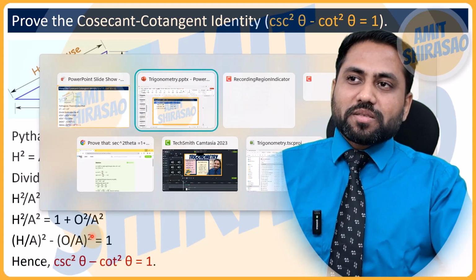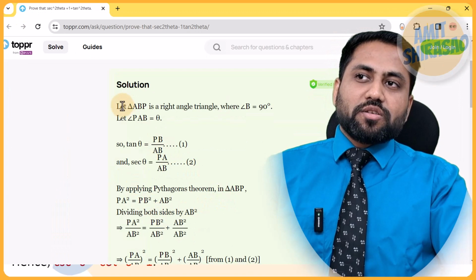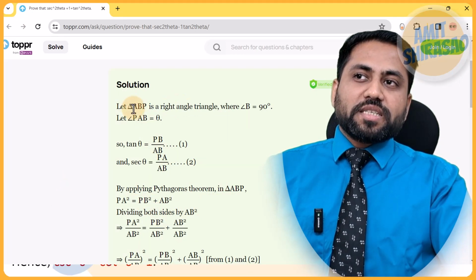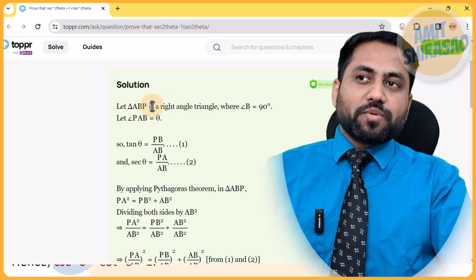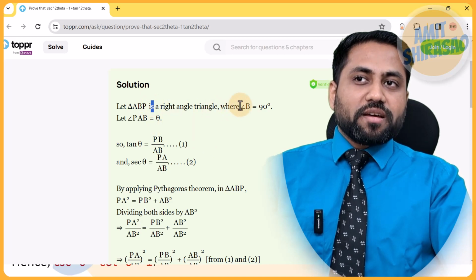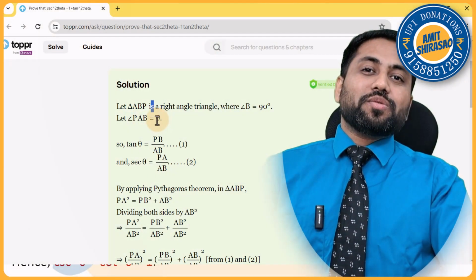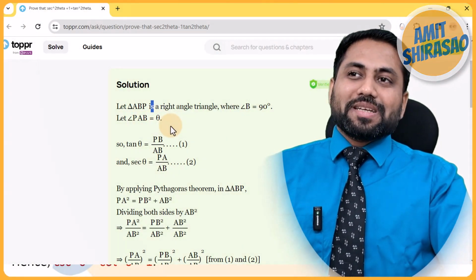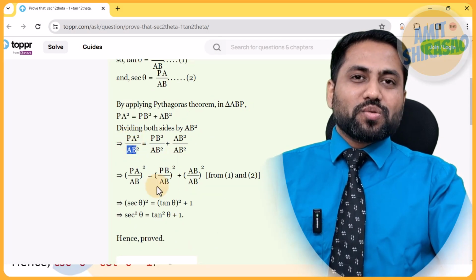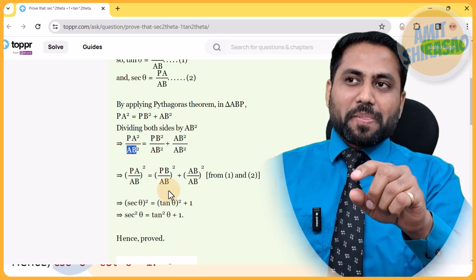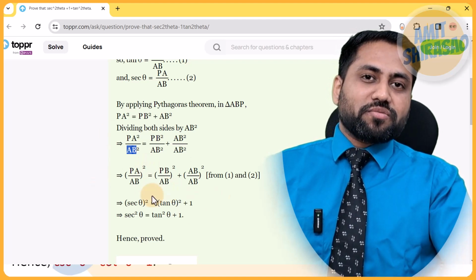But see, I'll show you an example of how difficult our teaching system makes it. You will start your proof like this. Let triangle ABP be a right angle triangle. It should be B over here. A right angle triangle where angle B is equal to 90 degrees. Then you will say let angle PAB be equal to theta. This is what really makes it difficult. Then everywhere you are referring to the sides with two alphabets. So it is difficult to understand, and that's the reason why maths becomes difficult for people.